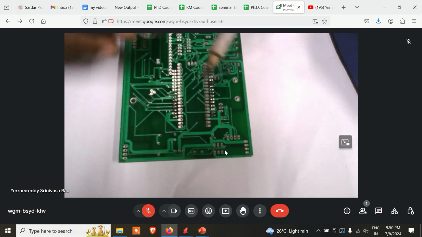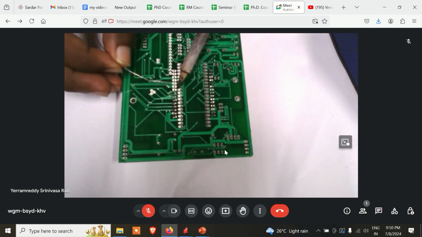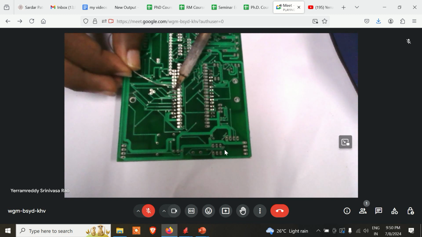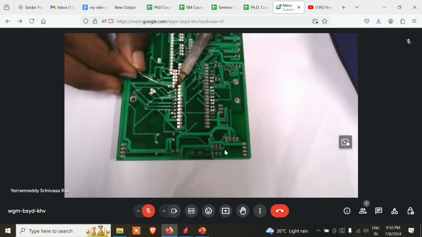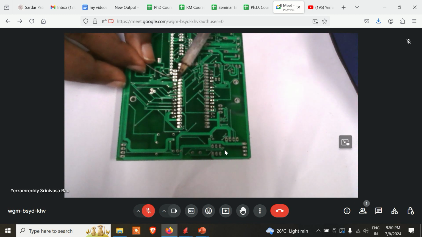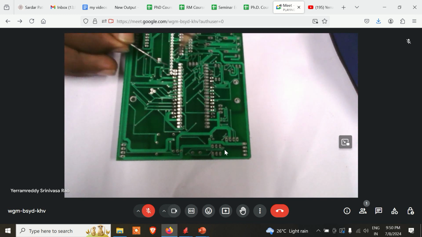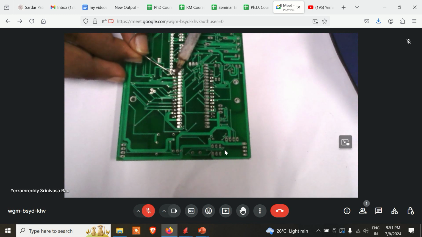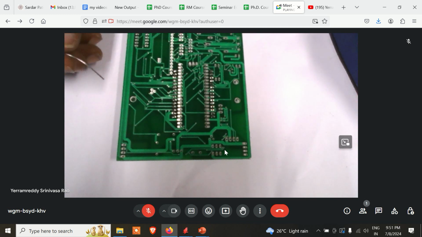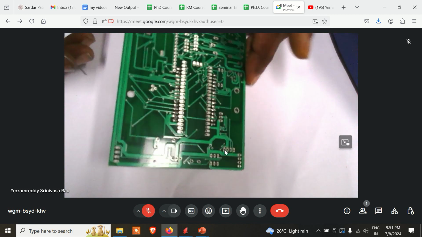Neighboring pads should not touch each other, or your metal should not spill on other pads. Even if it spills, don't worry, show it to me. Sometimes we can take care, it should not be an issue. But do not do desoldering without informing the instructor, otherwise you may permanently damage the pads or the tracks.